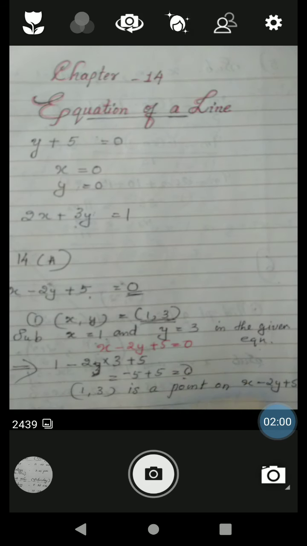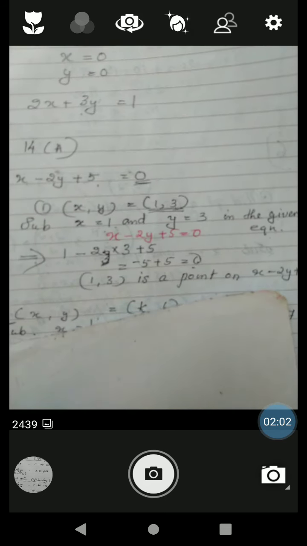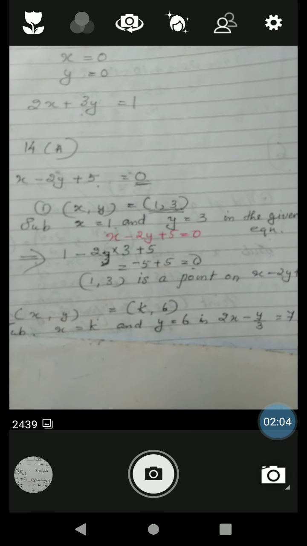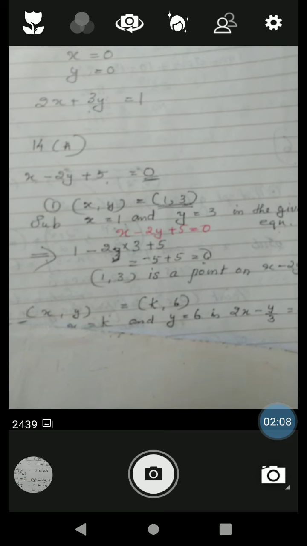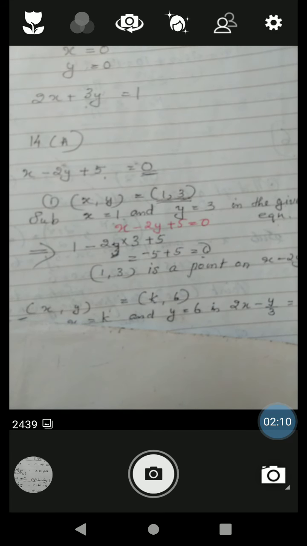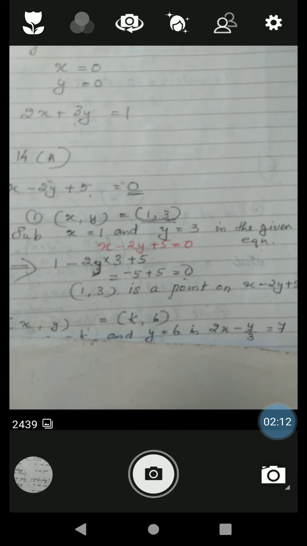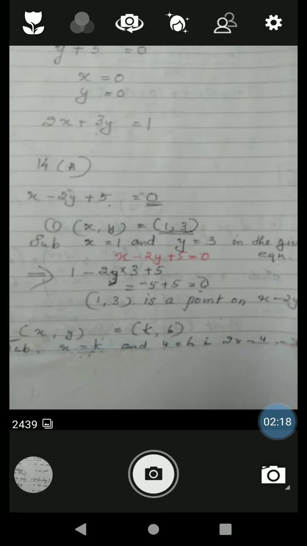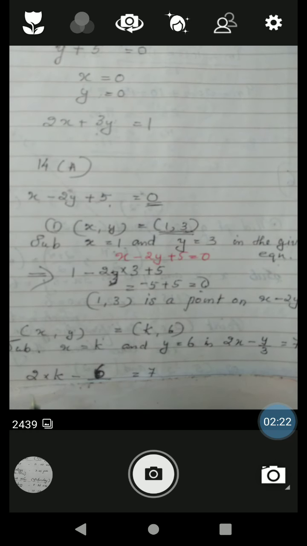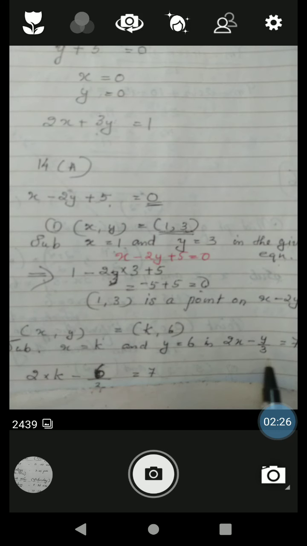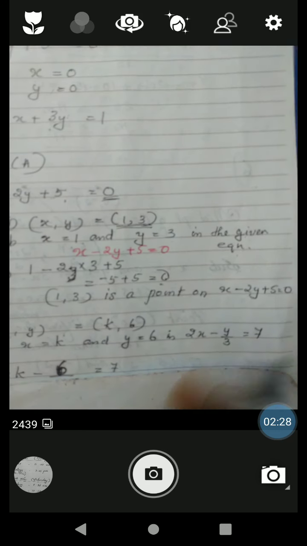Look at the third question. First one and second one you can do. Third question. The line given by the equation 2x - y/3 = 7 passes through the point (k, 6). Calculate the value of k. We know that the equation of that line is given. That is 2x - y/3 = 7. That is the equation of the line.